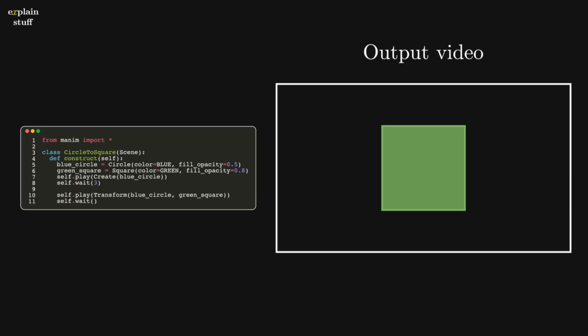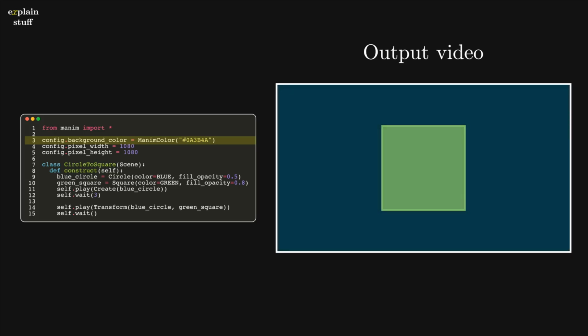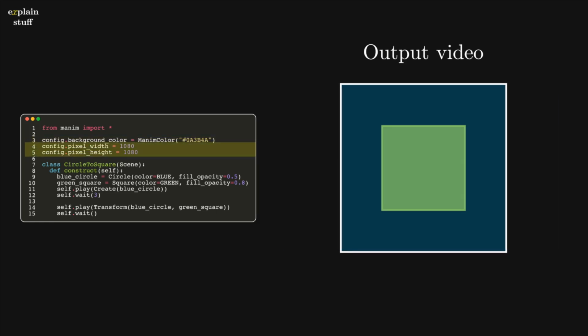And now Manim allows us to change some properties of the output video by using the following lines of code. For example, to change the background color of the video, just use config.background_color and then specify a color. You can use the Manim color class to do so. Just plug in a hex code for a color, which you can generate by googling color picker, for example, and that's it. You can also change the height and width of the output video by specifying config.pixel_width and config.pixel_height.